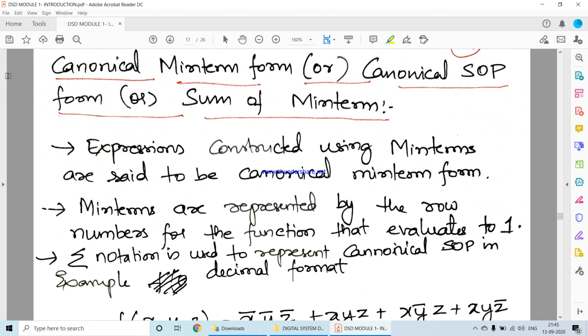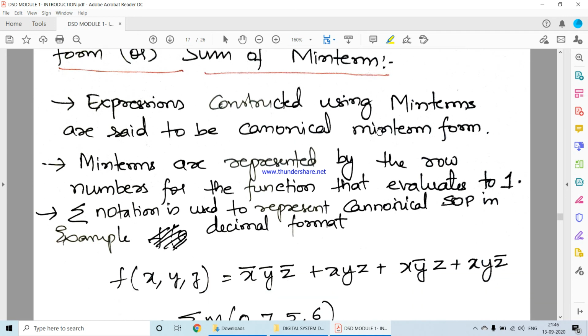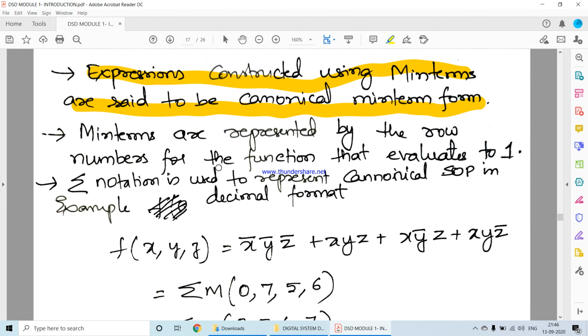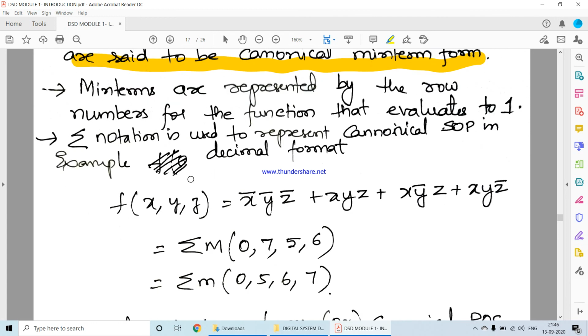Okay. Alright. So we'll see how canonical min term form, or canonical SOP form, or sum of min term. All names are equal: canonical min term, canonical SOP, sum of product form, and sum of min term. So we'll see how to get this canonical min term form. Expressions constructed using min terms are said to be canonical min term form. So I'll just go with the example.